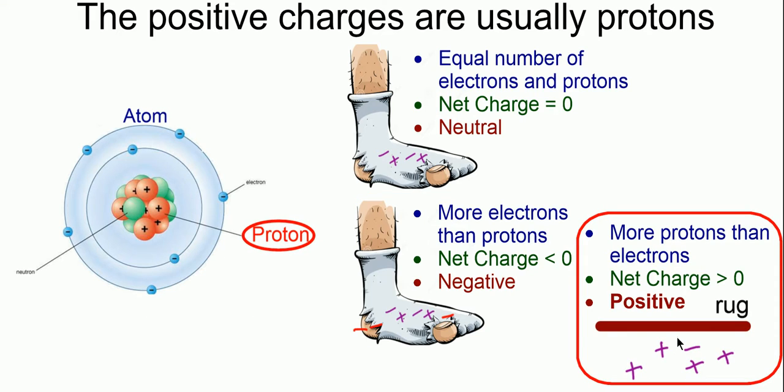I'm going to use the rug as the third one because the rug ended up being positive, as you recall. The electrons had moved, so we had more protons than electrons. See, we have 4 to 1. Net charge is larger than 0, and that's a positive one. So it comes down to how many electrons and how many protons we have, usually.